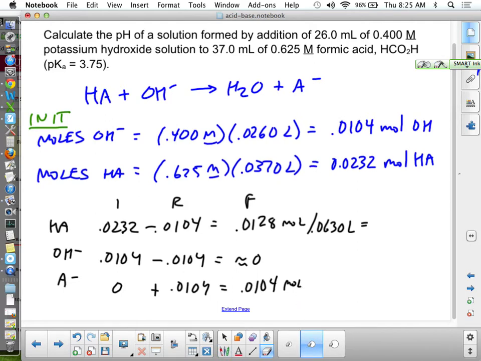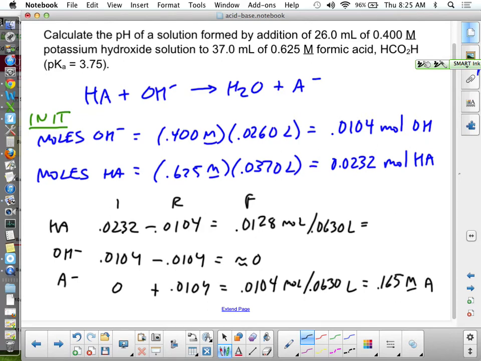All right, so we will divide by 0.0630 liters to give us, okay, hold on. 0.0104 divided by 0.063 is 0.165. So 0.165 molar is our concentration of conjugate base produced. And the concentration of... I thought you said 0.0104. Yes, you're right. We're doing the last problem on the pH. And what do you get for the acid? 0.203 molar, sorry.